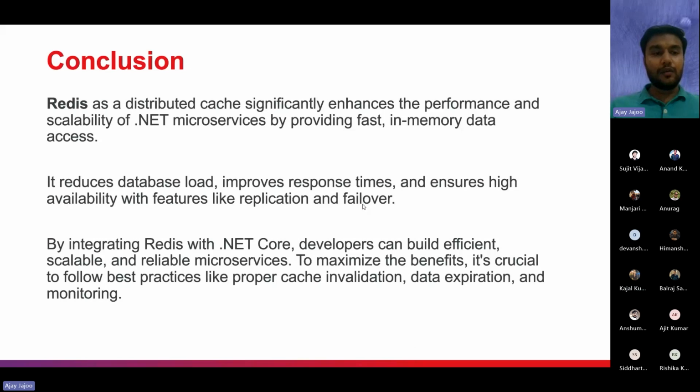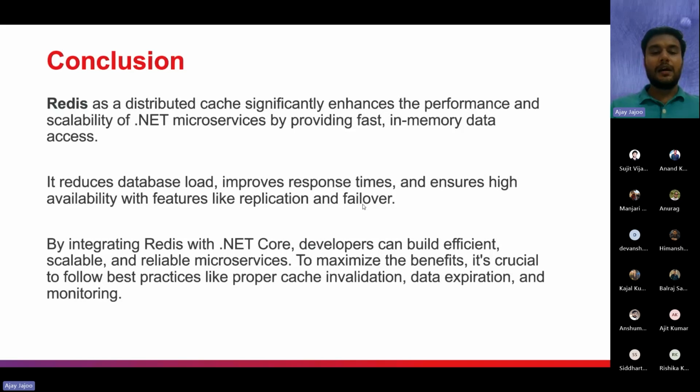So basically, the conclusion is that Redis, a distributed cache, significantly enhances performance, scalability, and fault tolerance, and provides fast access to our in-memory data. It reduces database load. It improves response time as well, because if I get the data from the cache, the response time would be faster. It would ensure high availability, because most of the time it would be available. There would be no database hang calls or anything like that, with features like replication and failover. By integrating Redis with .NET Core, maybe Java as well, developers can build efficient, scalable, and reliable microservices. It would maximize the benefits.